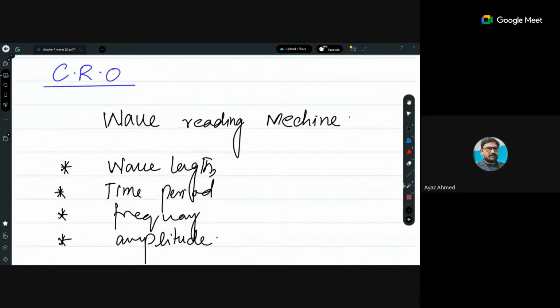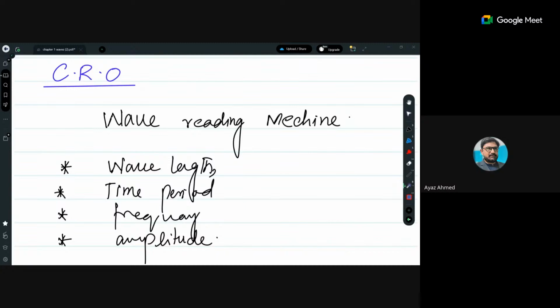CRO is that type of machine or device which is used to read the wave. So in waves, you can read wavelength, time period, frequency, and amplitude. These are all properties which can be demonstrated by your wave.